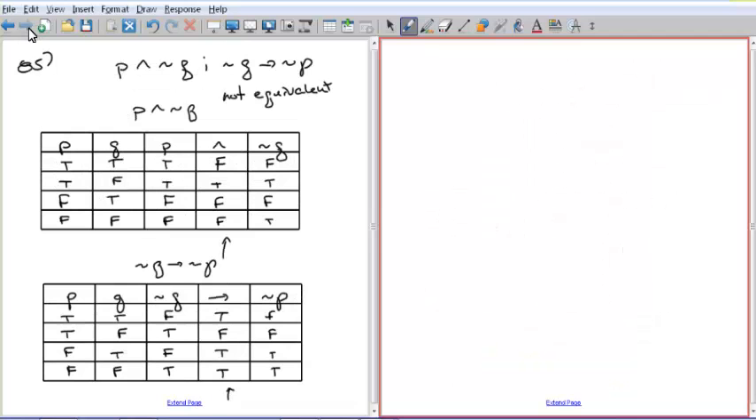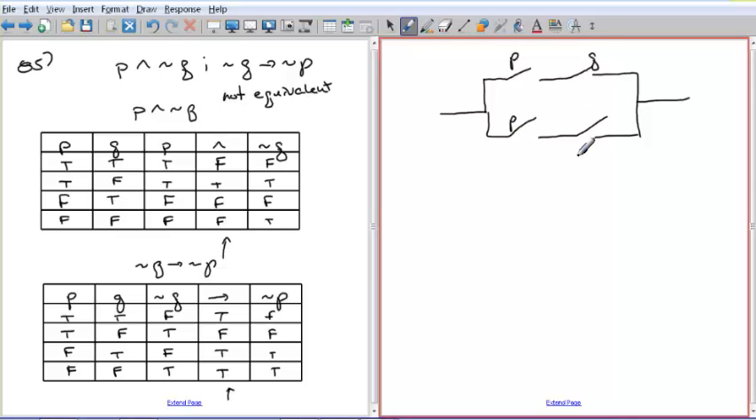Okay, now we go to the circuits. So circuit 91 is this. These are parallel circuits. This is P, this is Q, this is P, this is the negation of Q. So this is equivalent to an OR statement. This is the first part of the OR, this is the second part of the OR.